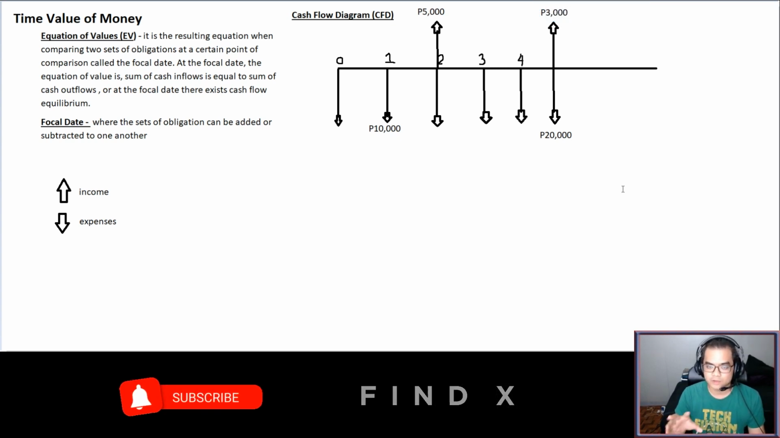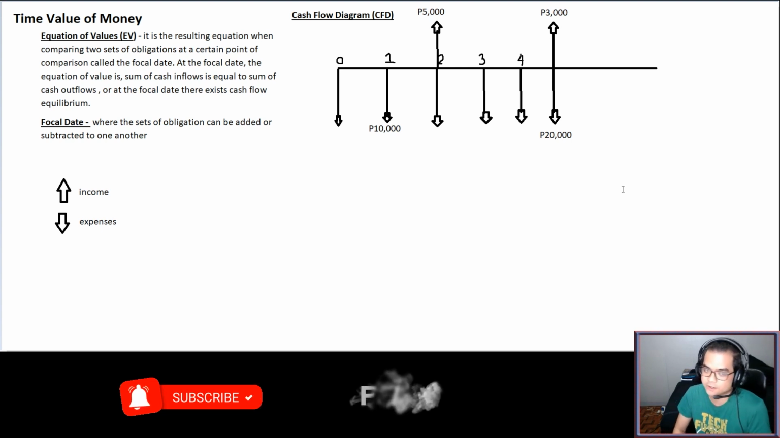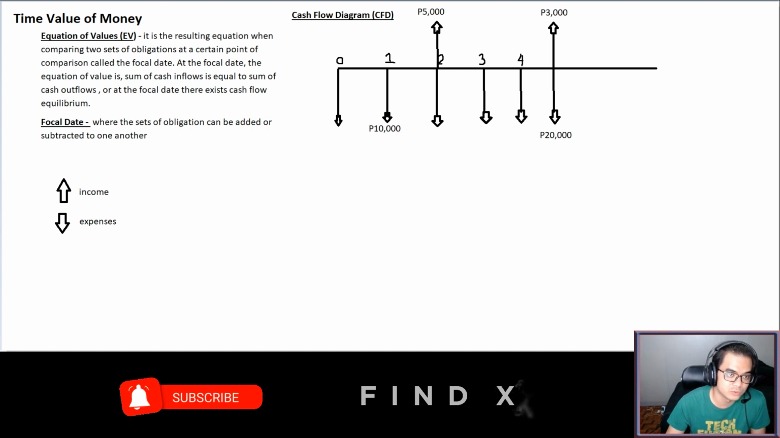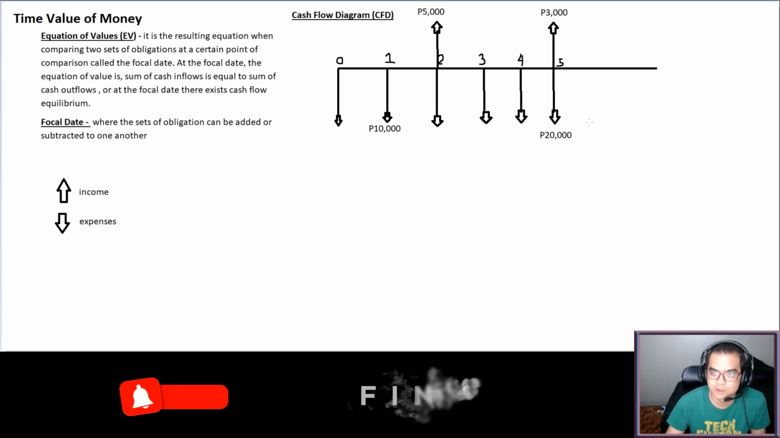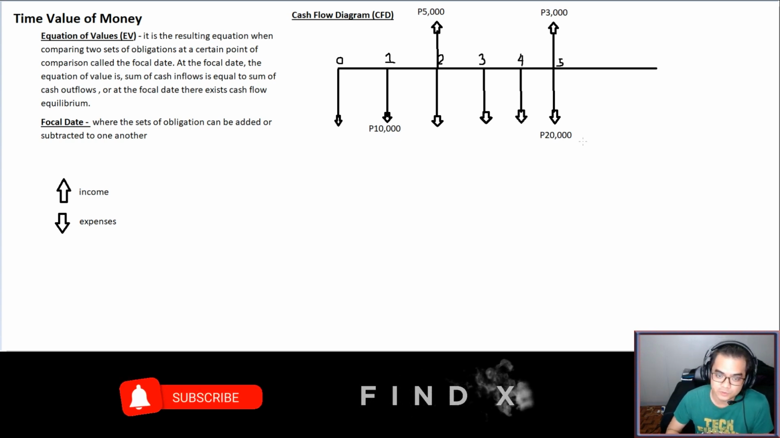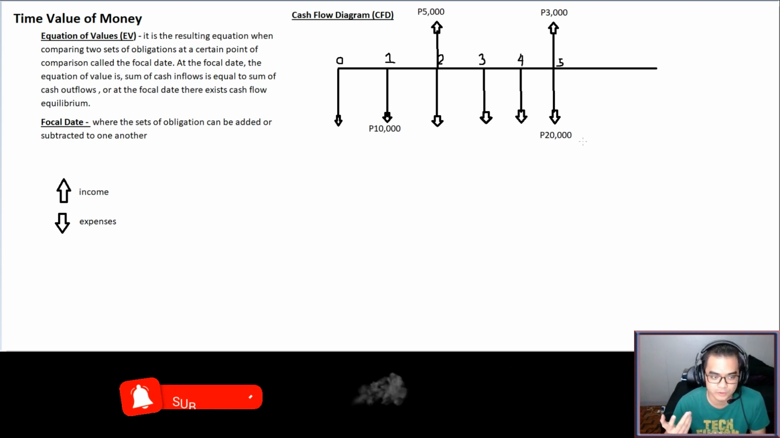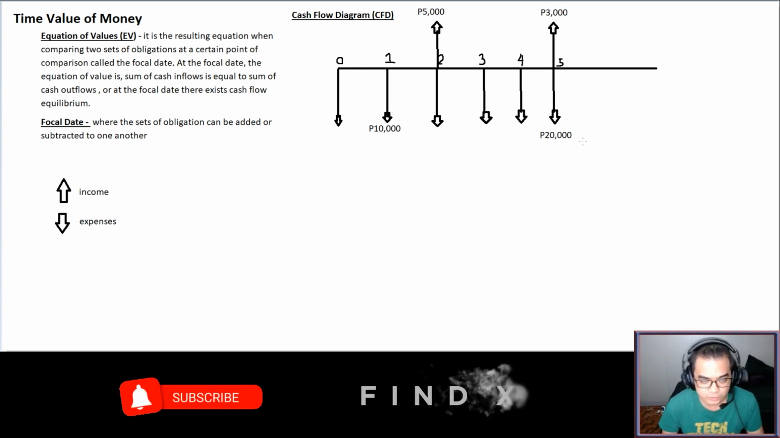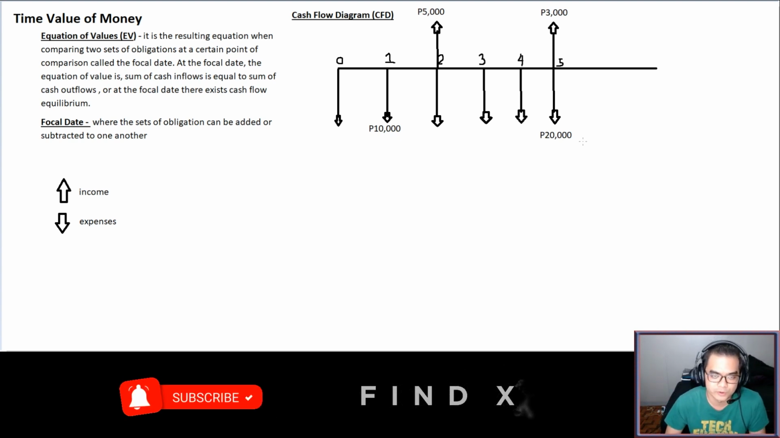As you can see, we have here our cash flow diagram again, from year 0 to 5, and this is your fifth year. All the arrows going down are your expenses, all the arrows going up are your income. It doesn't matter if you interchange these two, as long as you know your standards. For me, all the arrows going down are my expenses and all the arrows going up are my income, so that I can have a simpler solution.